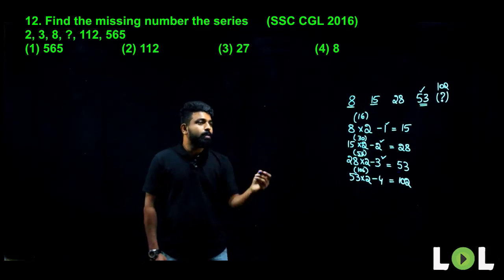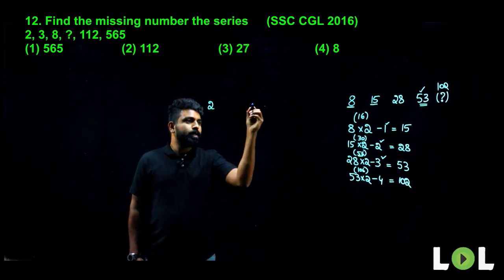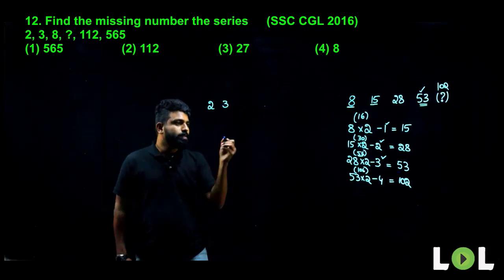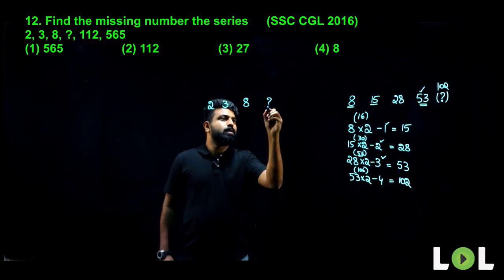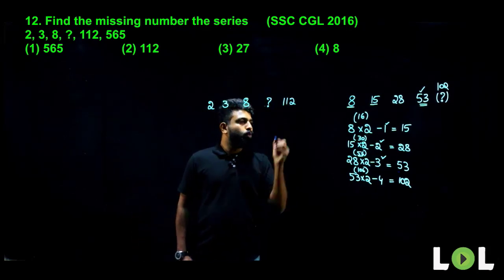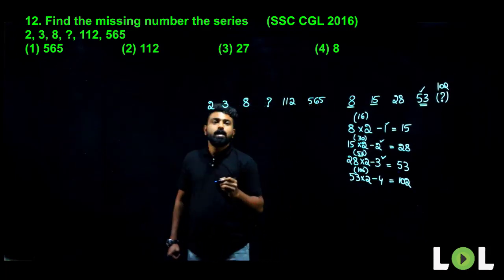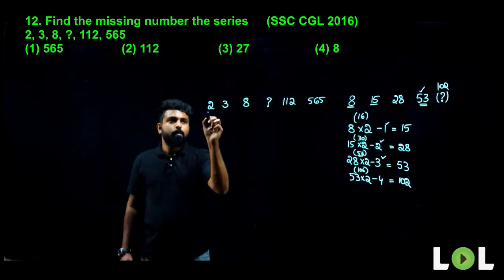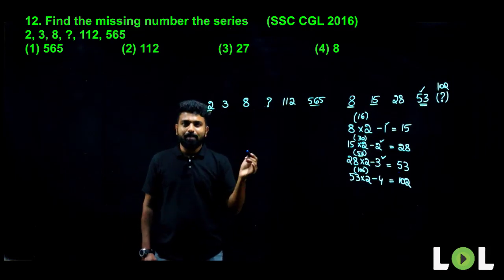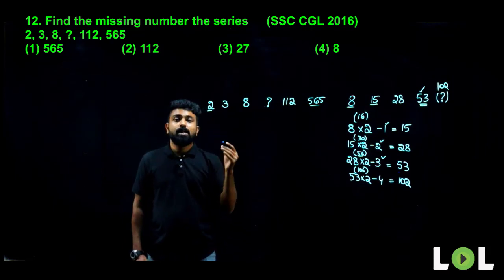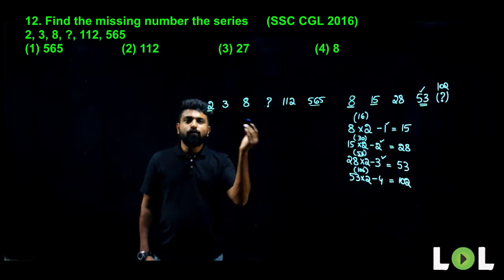So what is my series here? The series goes like this. 2, 3, 8, there's a question mark, and then there is 112, and then there is 565. Now look at my problem here. Look at my series here. My first term is 2. My last term is 565. Meaning there is a drastic increment. The difference is very large. Which means there must be either multiplication or division that will be involved within the series.